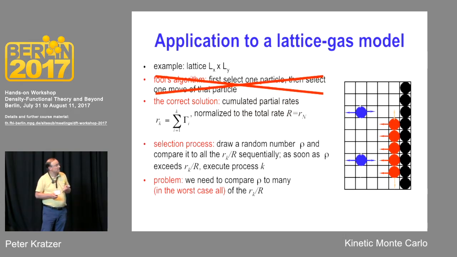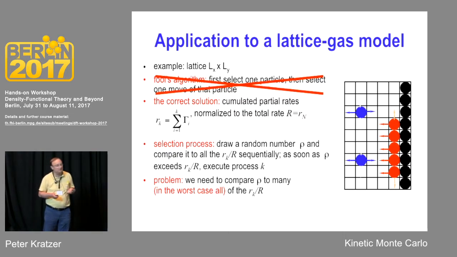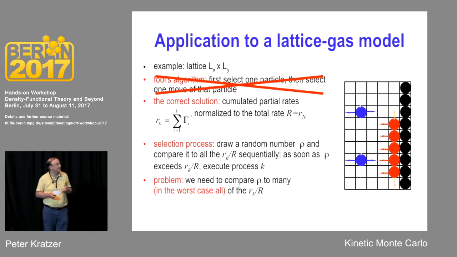And in this way you make sure that it's the right probability. In this case we need to compare the random number rho to many, in the worst case to all these cumulated sums. And this can be inefficient. This is something that needs to be considered when you program the Kinetic Monte Carlo simulation.